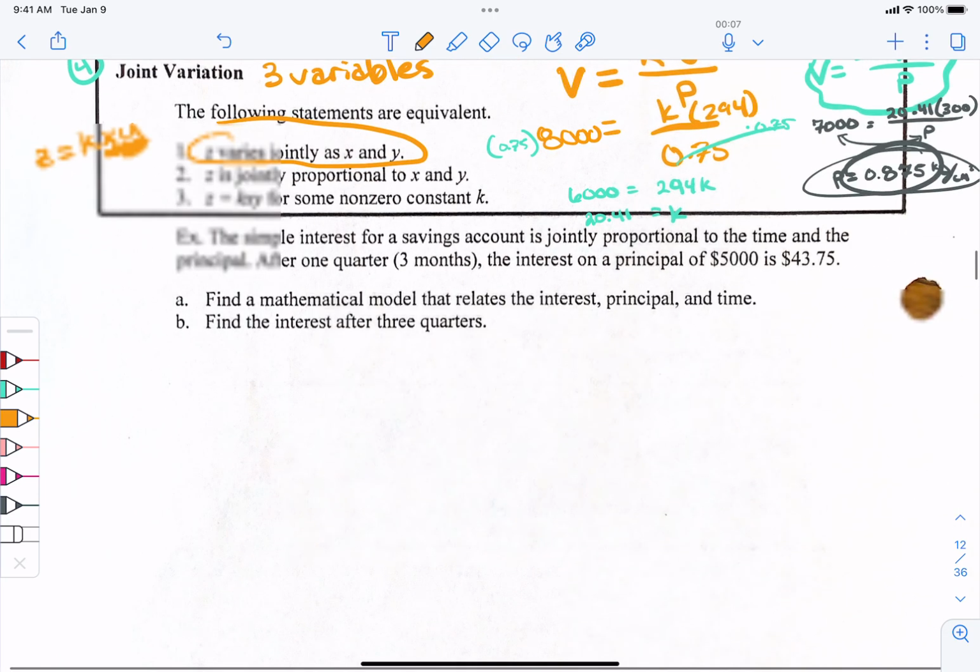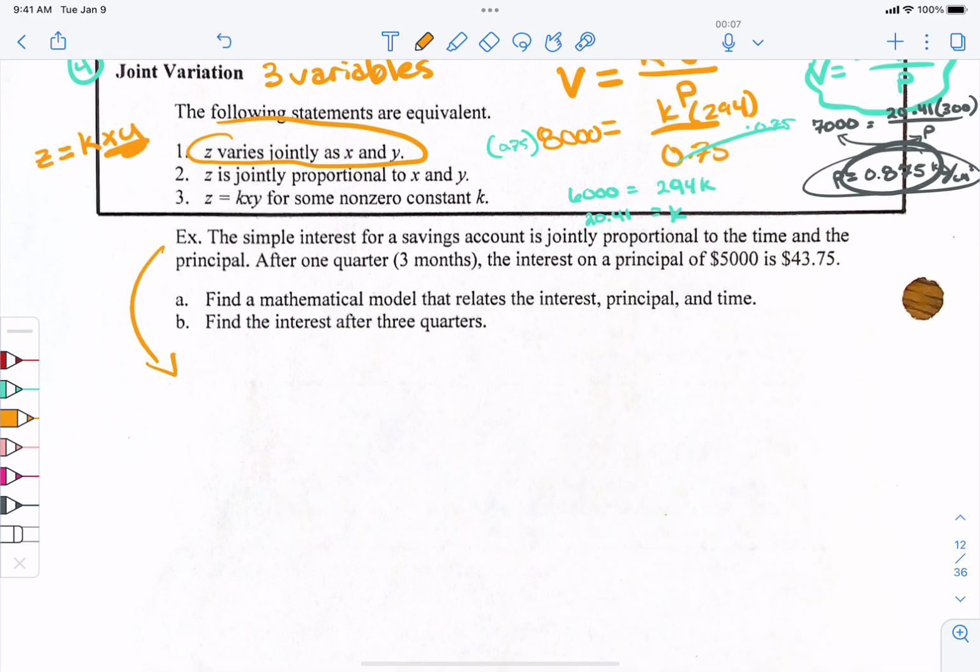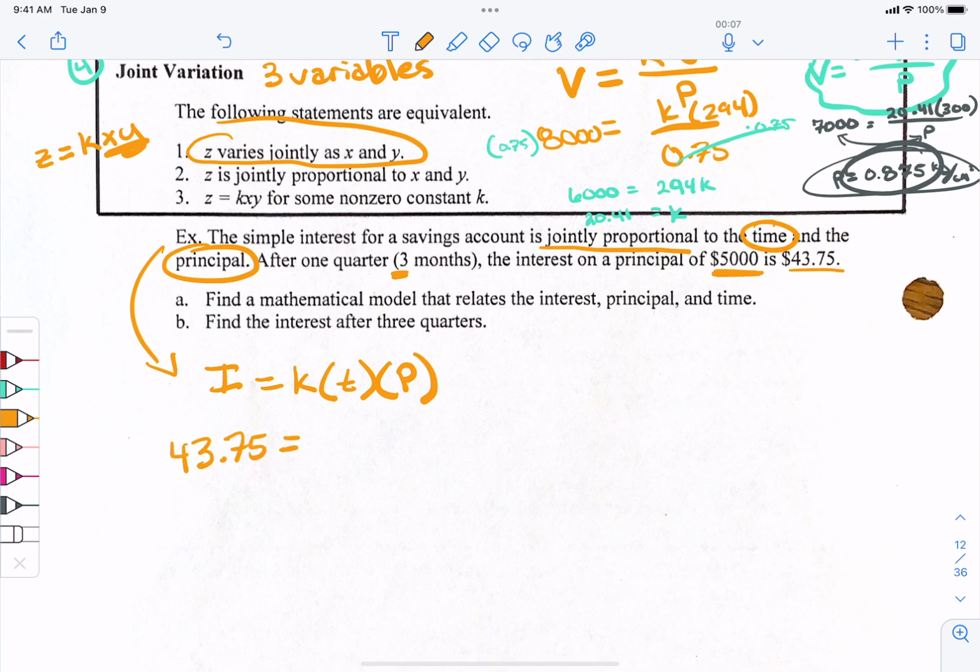All right. The simple interest for a savings account, I'm going to write down here. Simple interest, I, is jointly proportional to the time and the principal. So I have to have a K, but then I have time times principal. What is a principal again? The original starting amount. After 1 quarter, which is 3 months, the interest on a principal of 5,000 is 43.75. Okay, 43.75.